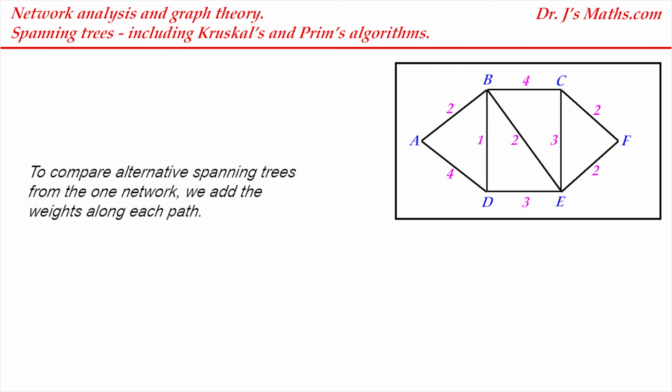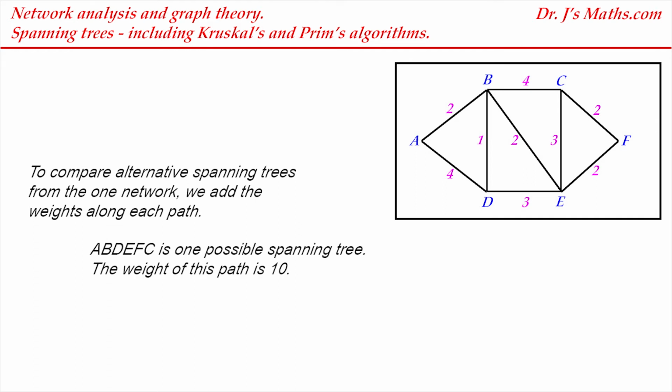To compare alternative spanning trees from one network, we add the weights along each path. So if A, B, D, E, F, C is one possible spanning path here, then the weight from A to B is 2, the weight from B to D is 1, from D to E it's 3, from E to F it's 2, and F to C is 2. So we add up all those numbers and we find that the weight for this particular path is 10.